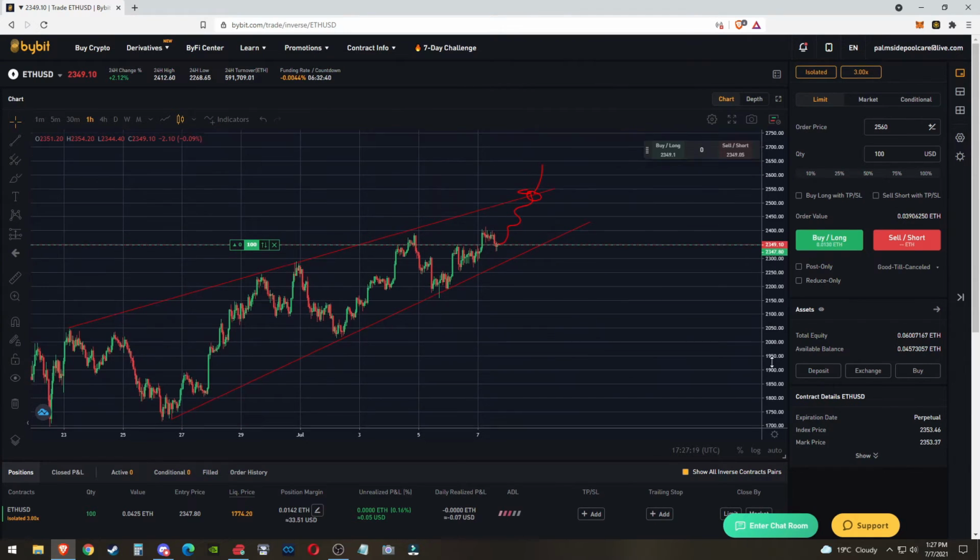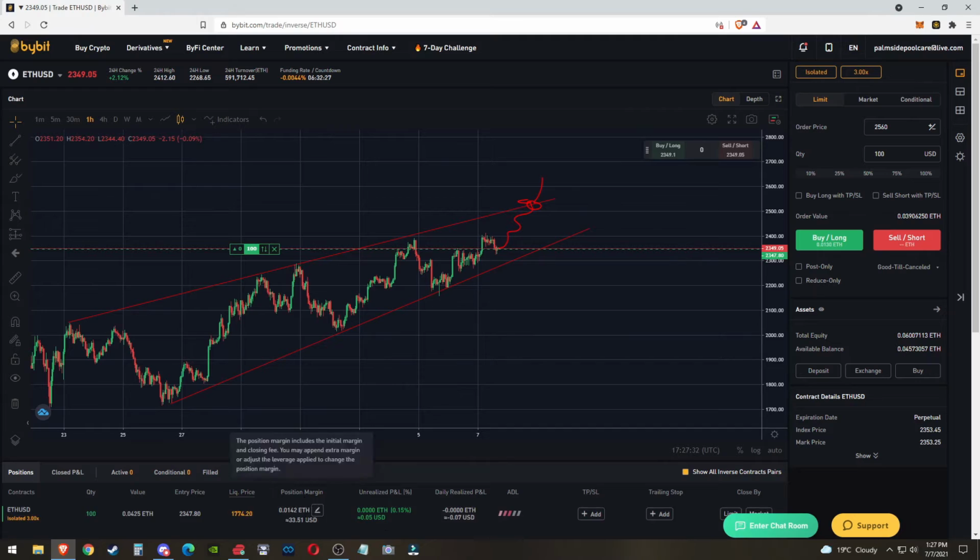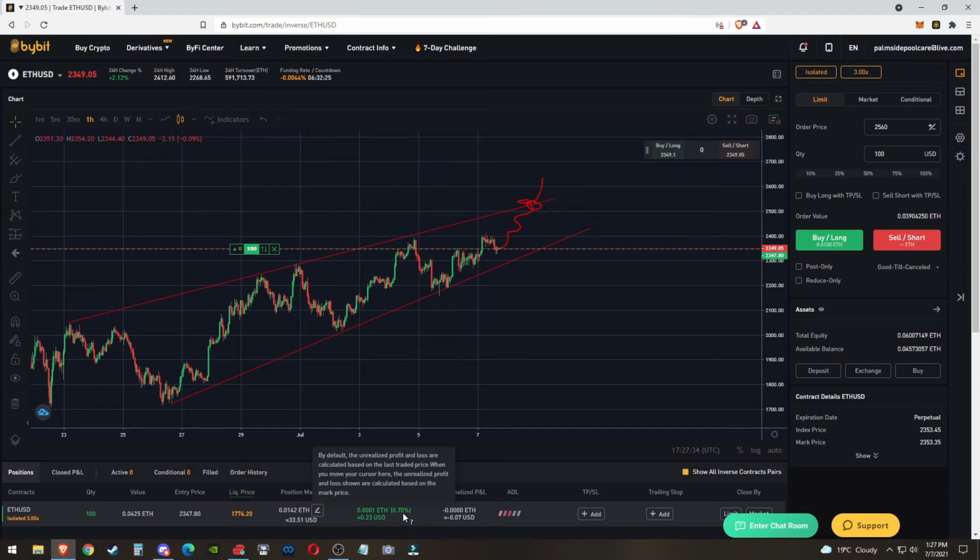I'm not on that much leverage, you know what I mean? 3x leverage is not bad at all. So I've got to make sure that we don't fall below this price right here. I should be pretty safe with that. And then it gives you margin, it gives you my profit. So right now I'm up less than 1%, but it's up 23 cents. That's pretty good. That's not bad, right?